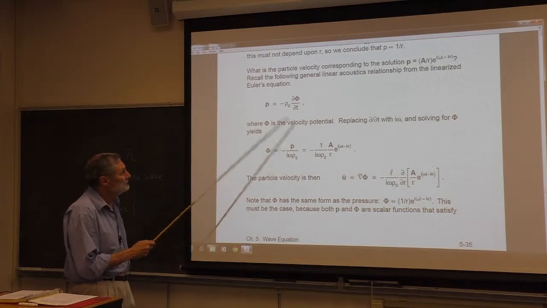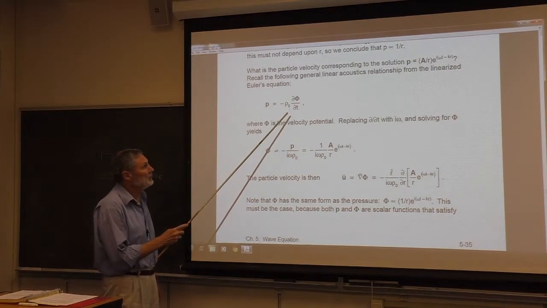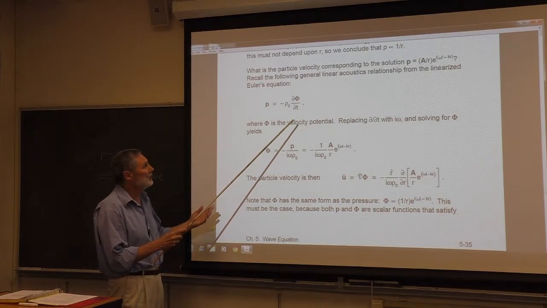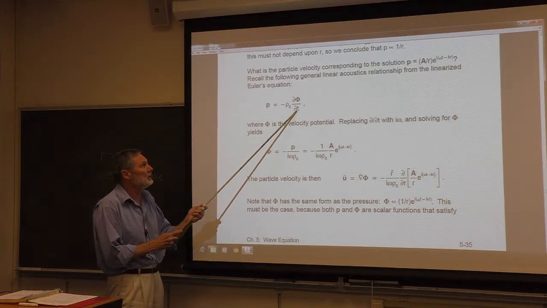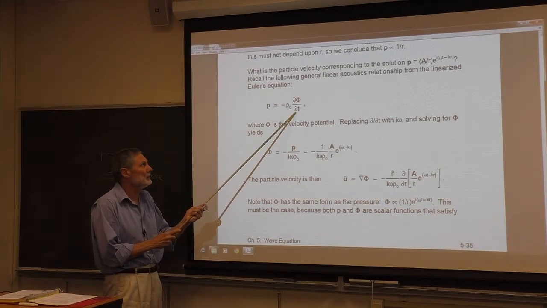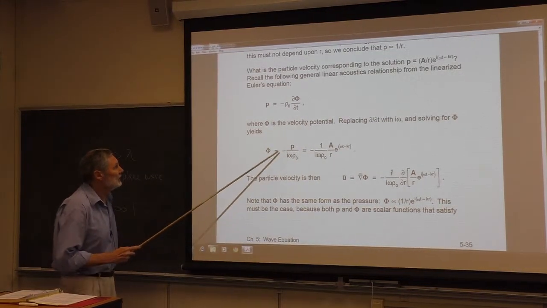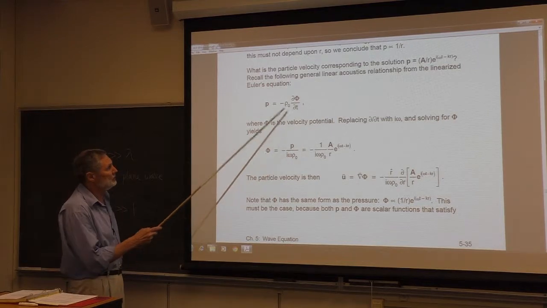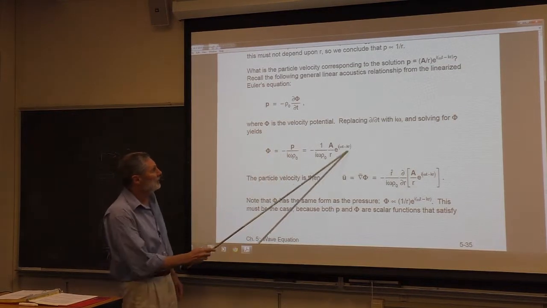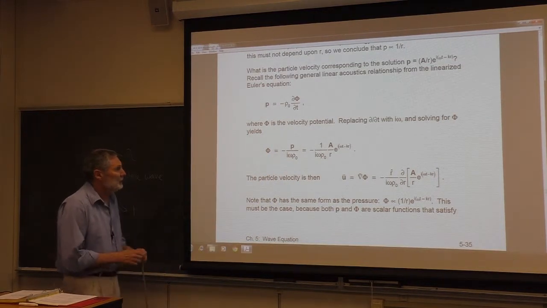If we know that everything is going in time like e to the iωt here, we can simply replace the partial time derivative here with iω. We can then algebraically solve for phi, and we get this. You can do this in your head. So here's the velocity potential. And now we need to take the gradient.